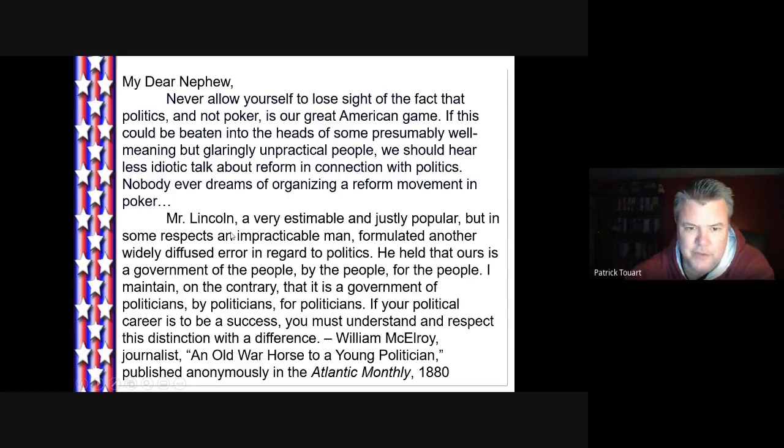Mr. Lincoln was not practical, particularly because of the way he viewed politics. He held that ours is a government of the people, by the people, for the people. That's silly. We're a country of the government of the politicians. So here's a guy, and again, this is satirical, not a literal letter. But the idea is that you must win over politics. Well, that's just corrupt. That's not right.